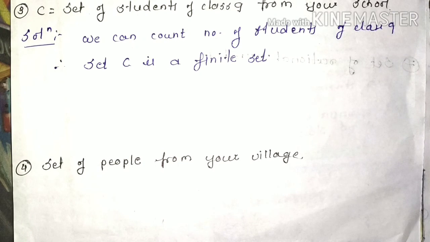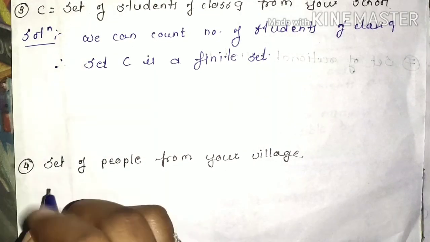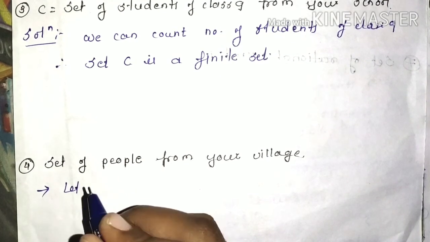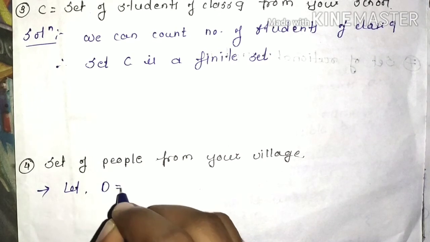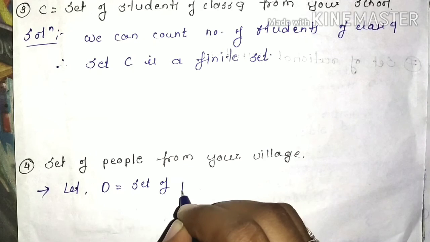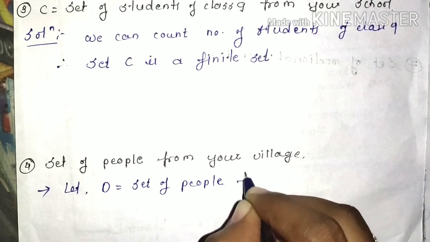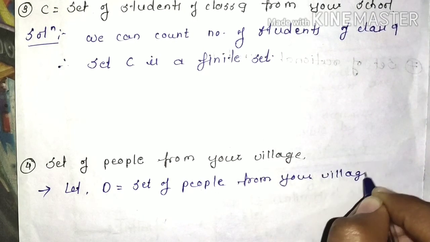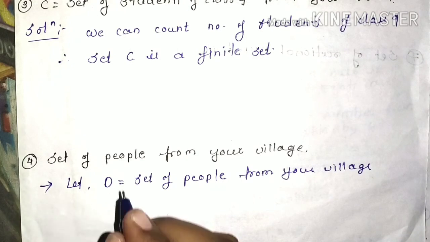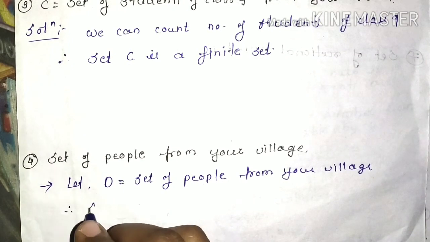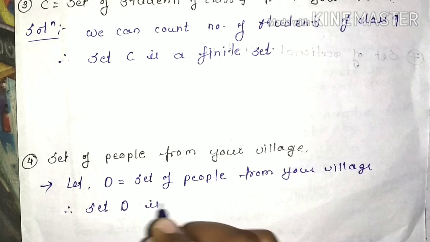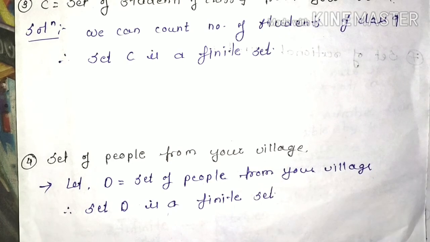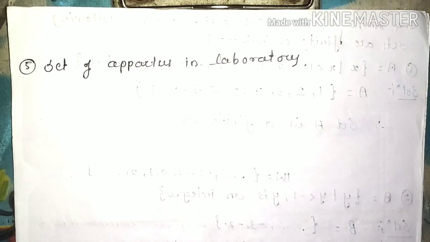Okay, next question, set of people in your village. So obviously here also we can count the number of people in your village. Let us first of all name that set. Let us denote it as set D, which equals set of people from your village. It's a finite set because we can count the number of people from our village. So hence set D is a finite set.